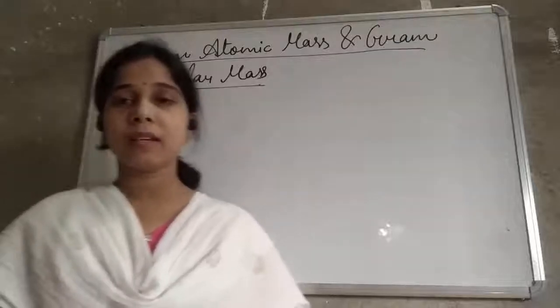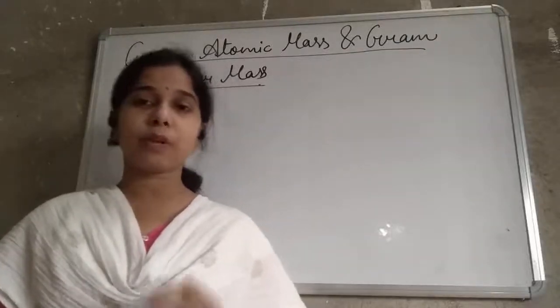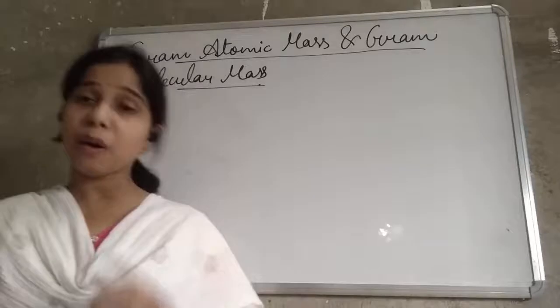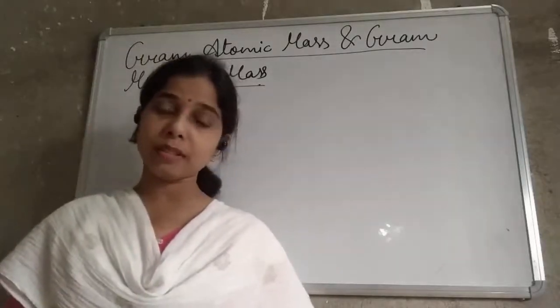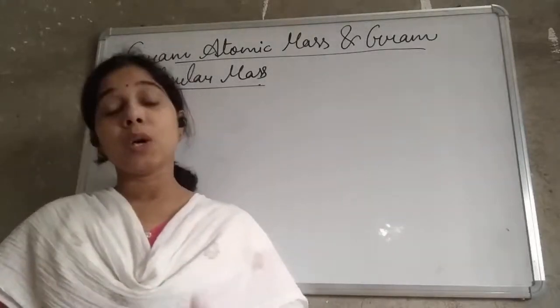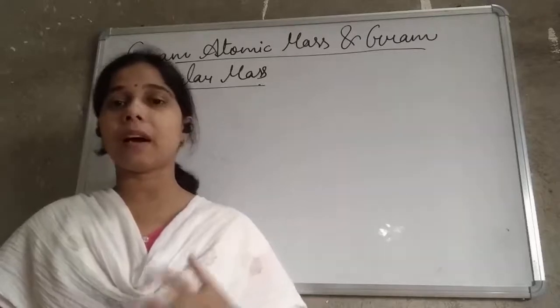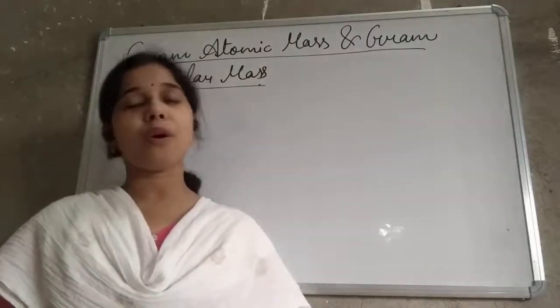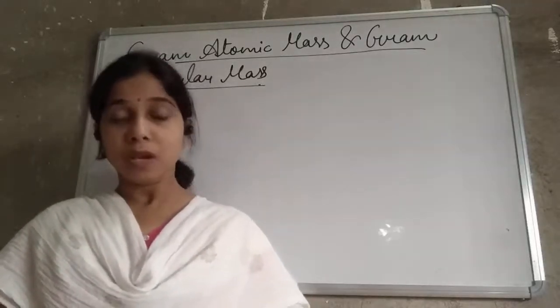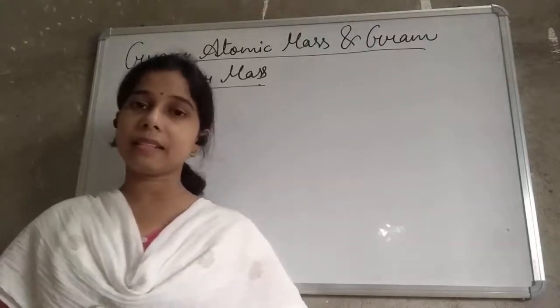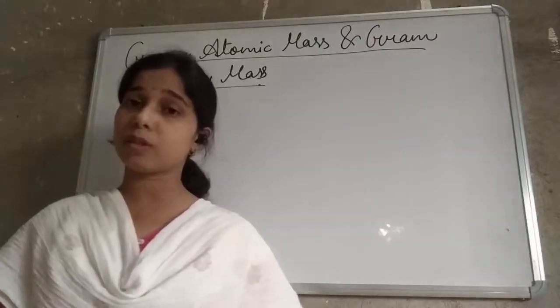Hello students. In the previous class we were talking about how we can find the formula, and we had discussed that with the help of the valency we are able to find the formula of the different given compounds. In that we had also discussed some polyatomic ions.